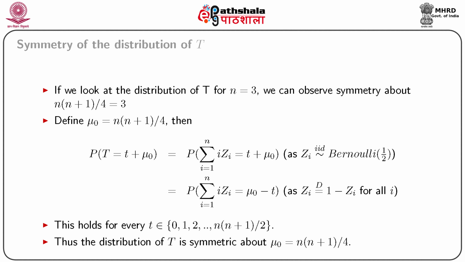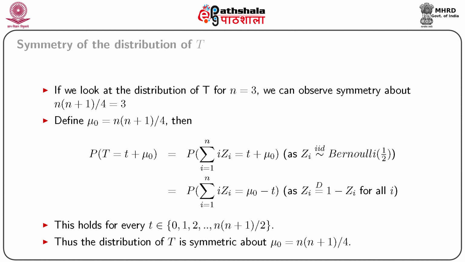Then, probability t equal to t plus mu naught equals probability summation i from 1 to n of i Zi equal to t plus mu naught. Now, in this definition, Zi are IID Bernoulli half. Since Zi and 1 minus Zi have the same distribution, we can replace each Zi by 1 minus Zi in the expression summation i from 1 to n of i Zi.